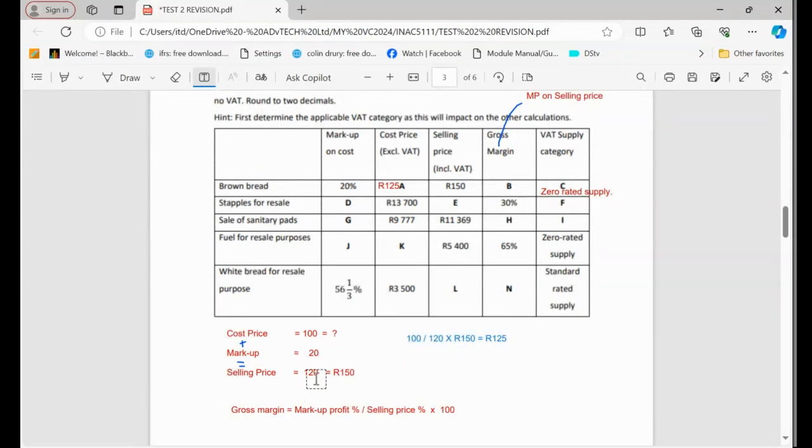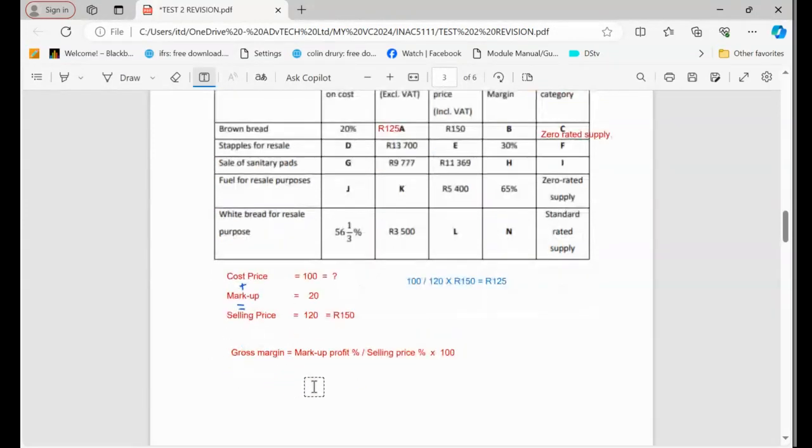From this, we are going to calculate what? The gross margin. So by following this formula, our gross margin is going to be the markup. What is the markup here? It is 20 there. So I'm going to put 20. I'm not going to use percentage. I'm just going to put it as 20 divided by what? By the selling price. What is the selling price? It's 120. And I multiply it by what? By 100.